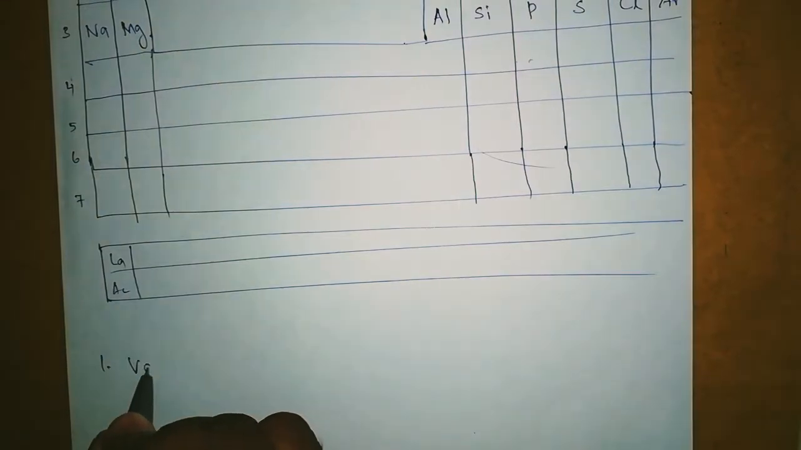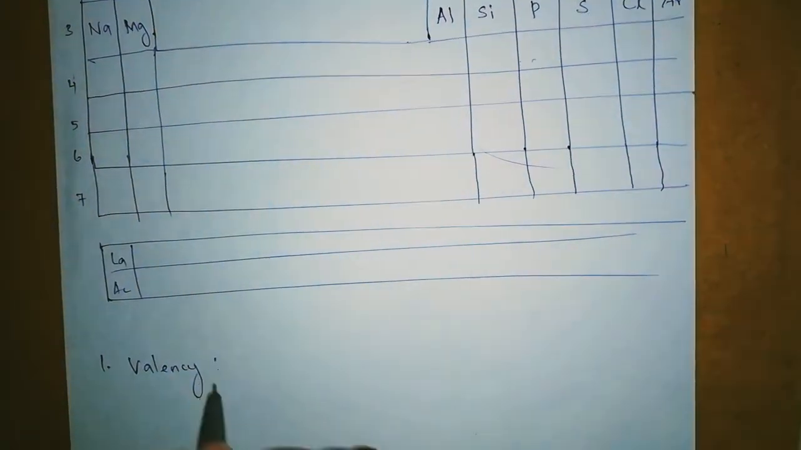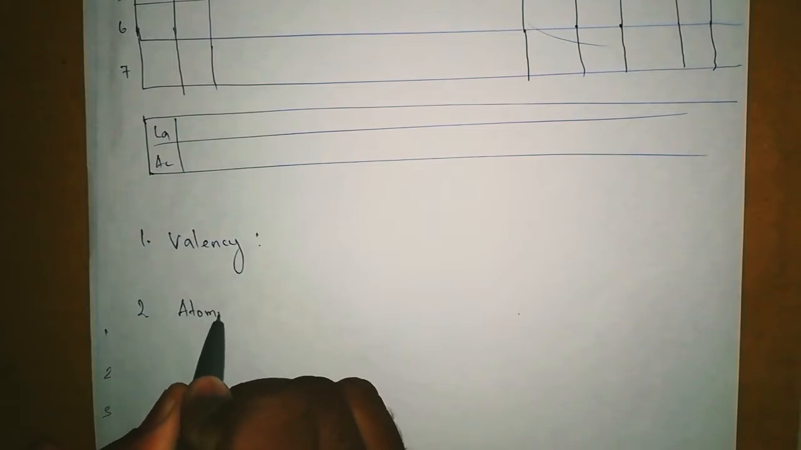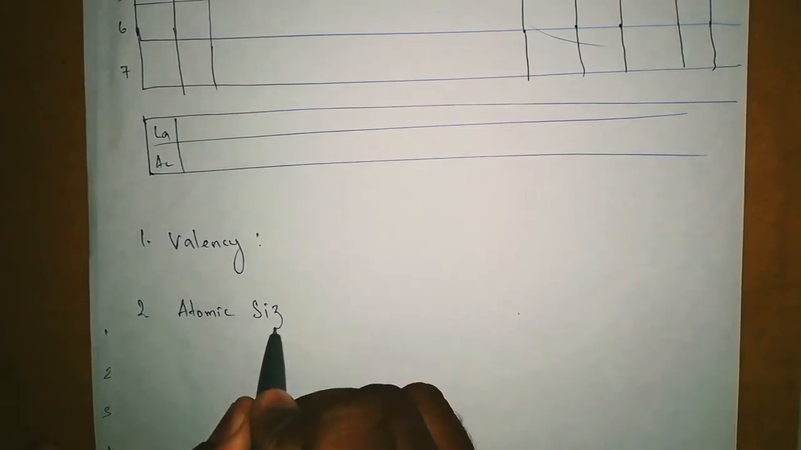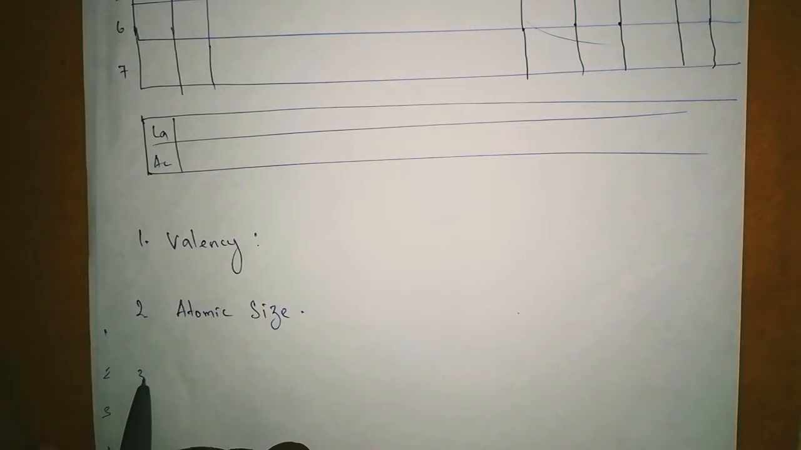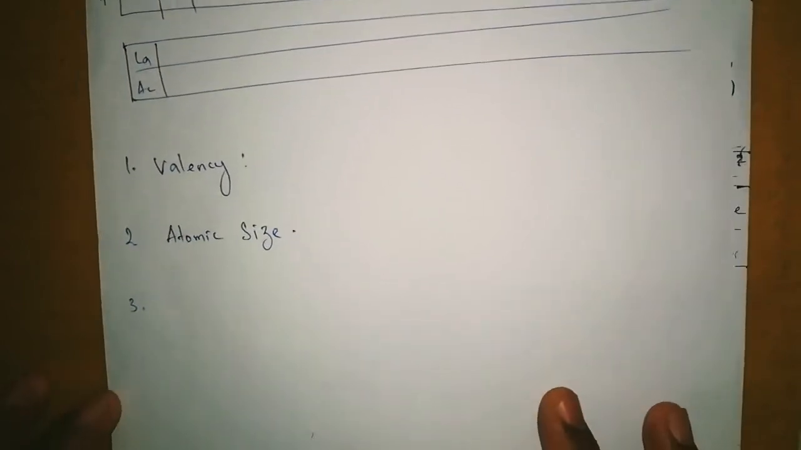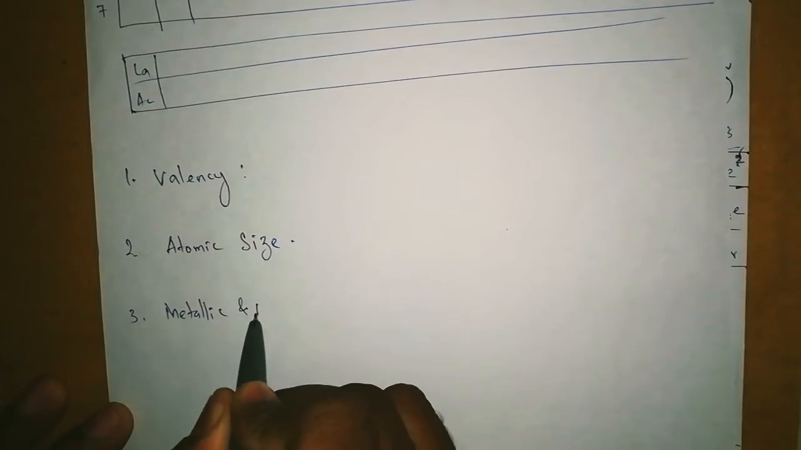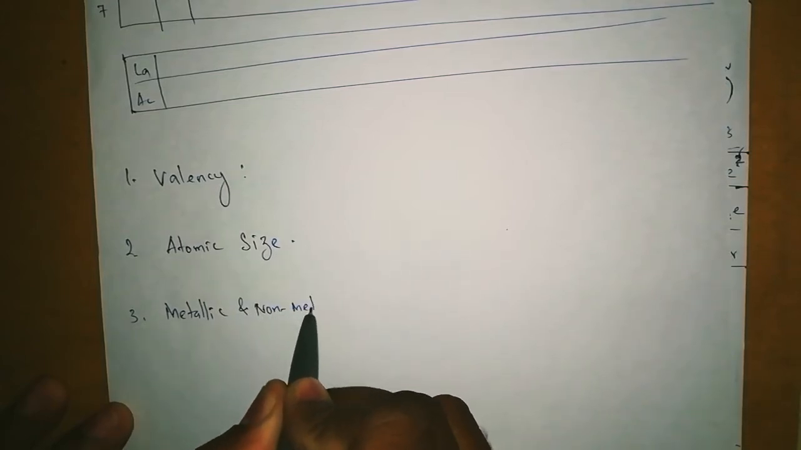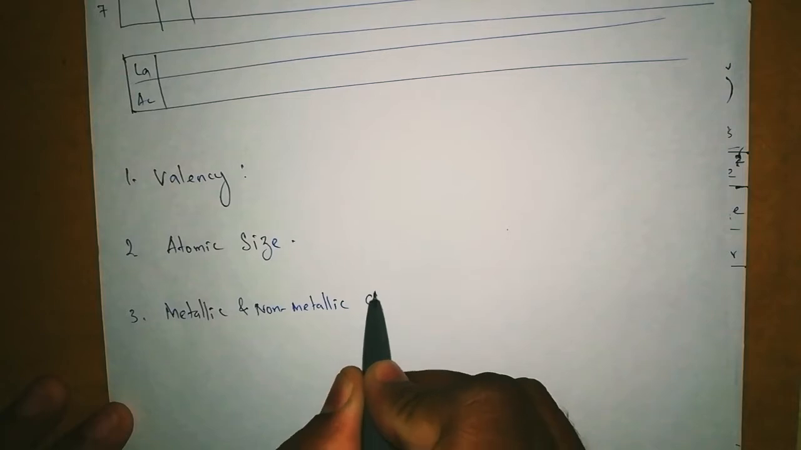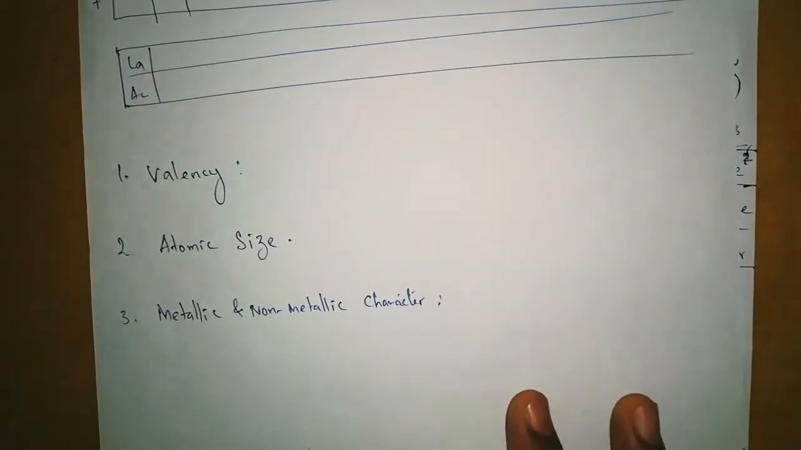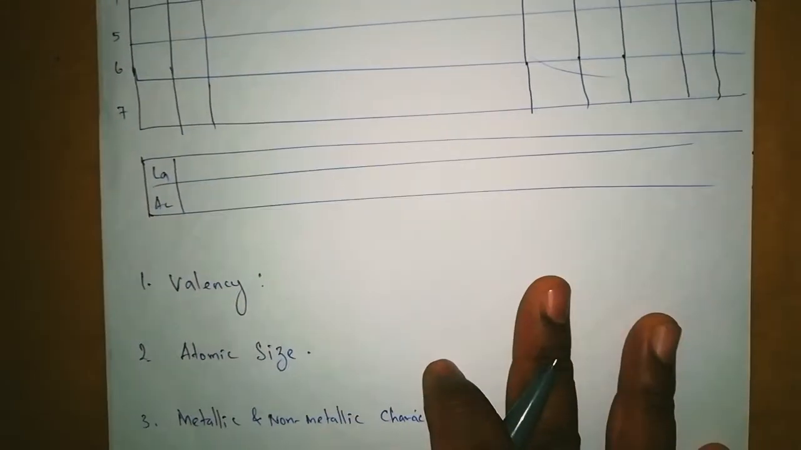The first one is about valency, the second one is about atomic size, the third one is metallic and non-metallic character, and these things we will be learning in the coming topics.